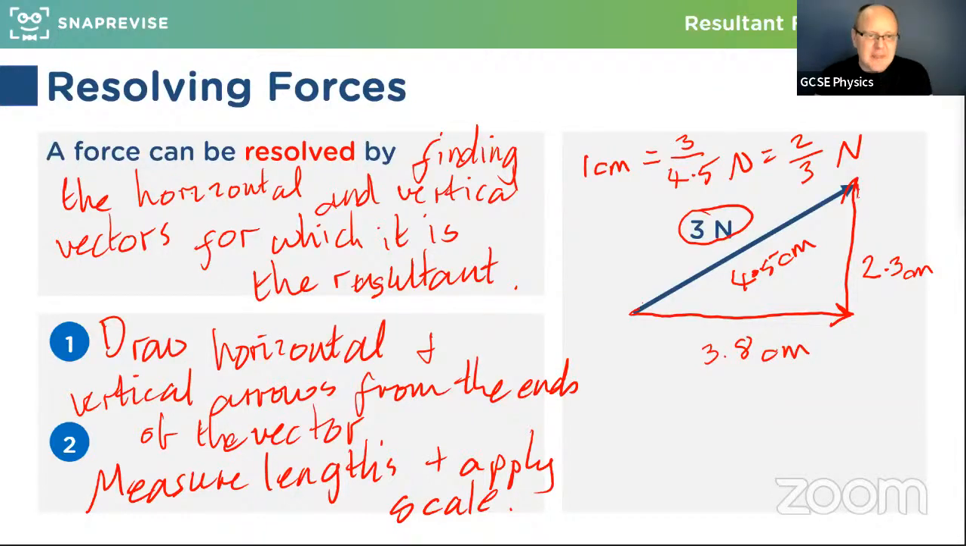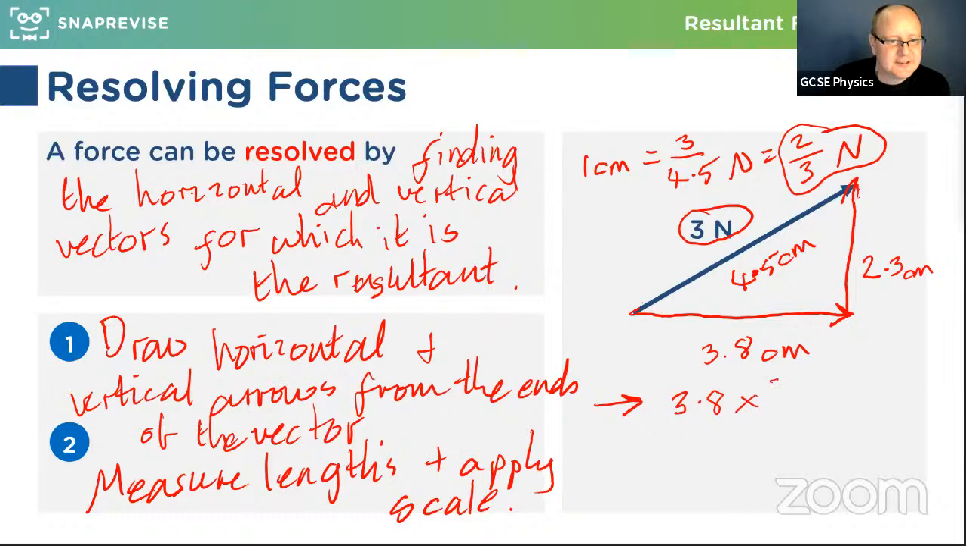Now, obviously these are lengths, they're not forces. We need to apply our scale, and there's our scale factor. So 1 centimeter is 2/3 of a newton. So horizontally, we are going to get 3.8 times 2/3, and 2/3 of 3.8 is 2.6 newtons. So there's our force here, 2.6 newtons going horizontally.